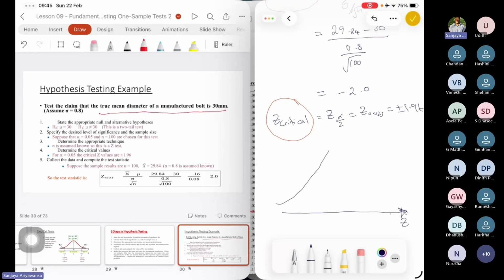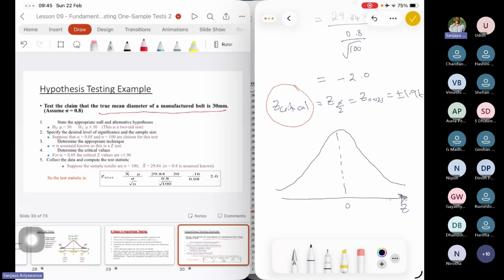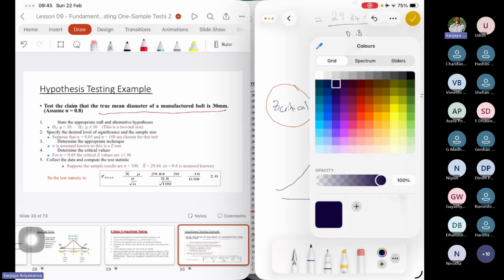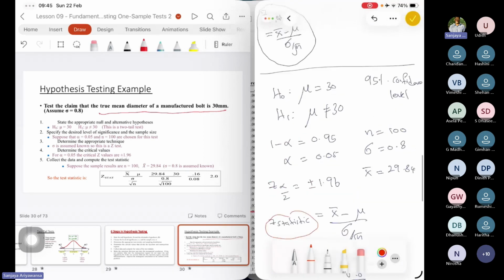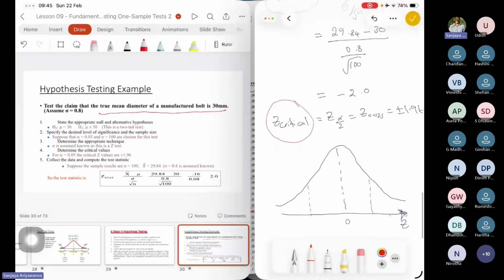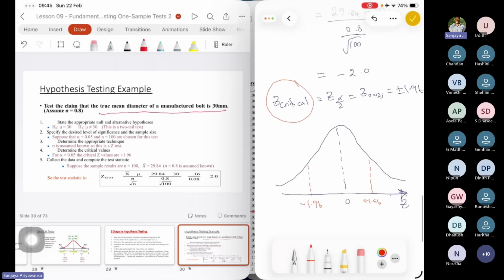We have the same Z axis. We are looking at a standard normal distribution with mean 0, because in a standard normal distribution the mean is 0, and we have figured out the two critical values for this level of confidence, the 95% confidence level. The critical values are on either side, negative 1.96 and positive 1.96. That's the Z critical value.